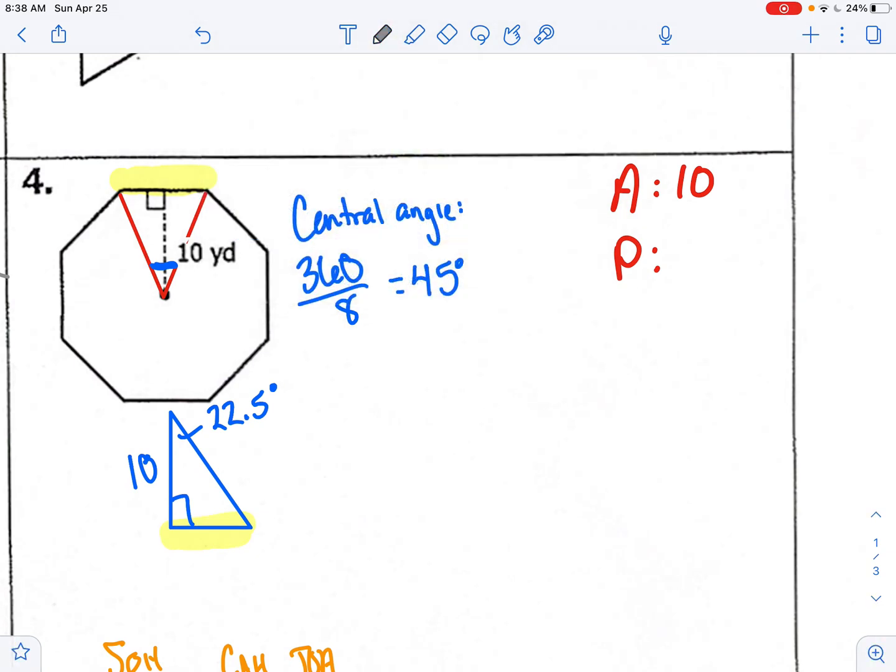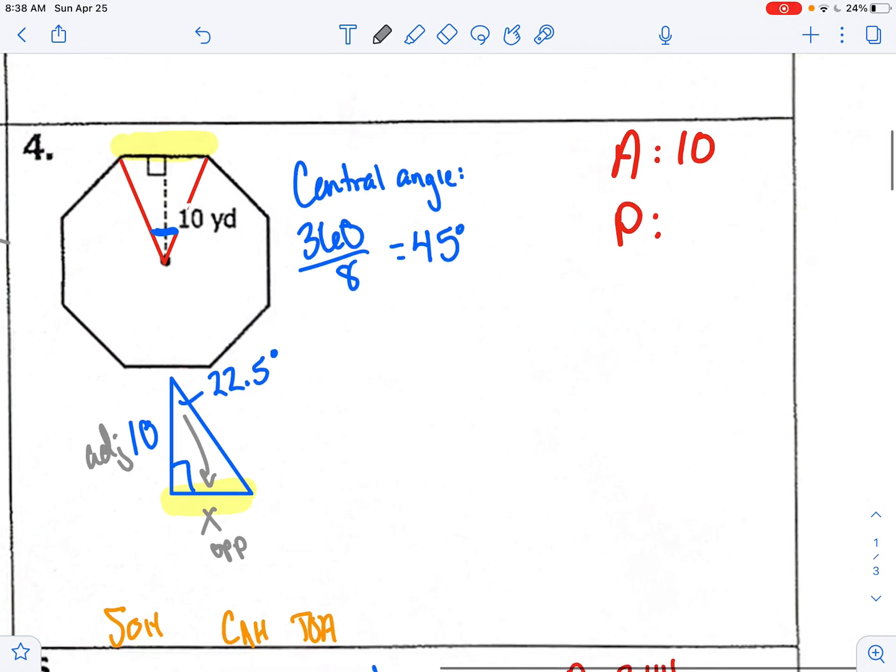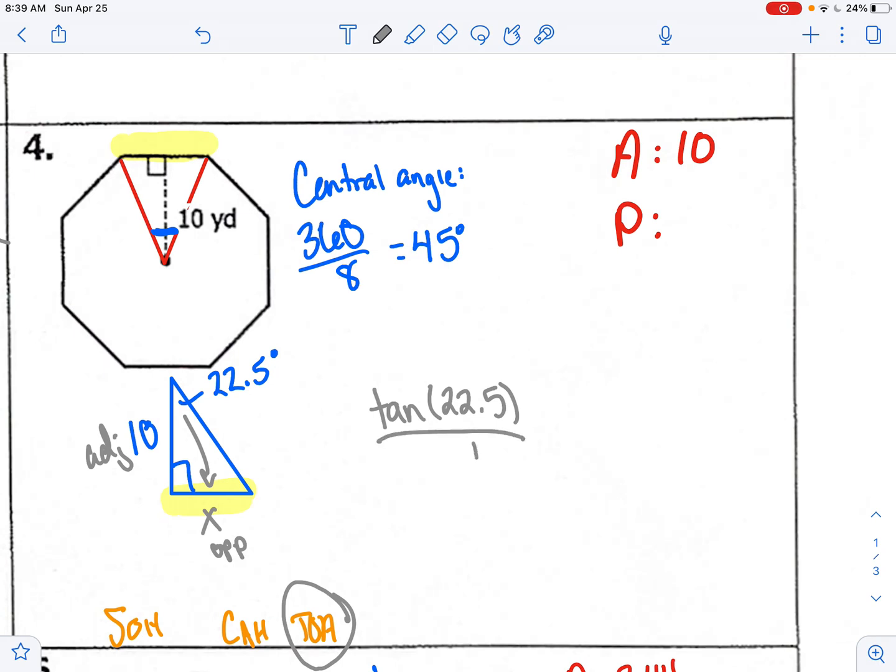So let's identify our sides. I need the opposite. I have the adjacent. So opposite and adjacent, tangent. Okay, so the tangent of 22.5 equals the opposite over the adjacent. So when I cross multiply, 10 times the tangent of 22.5 would get me this opposite side is 4.14.